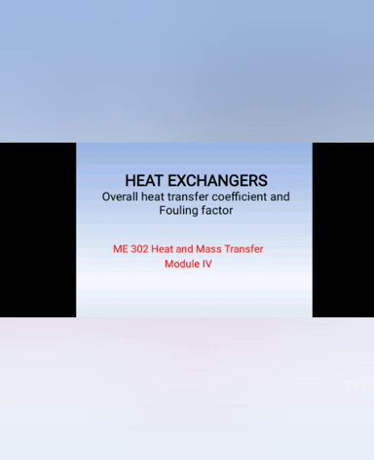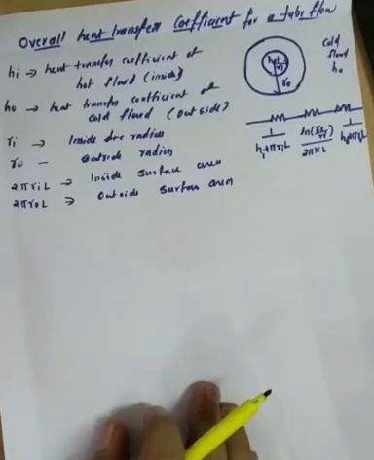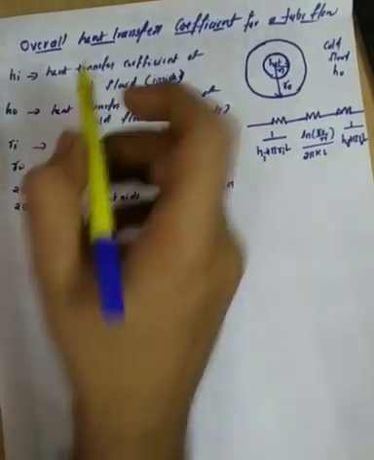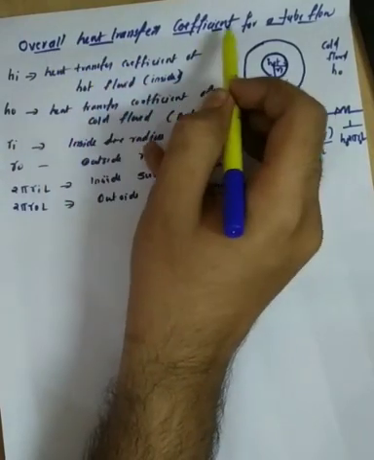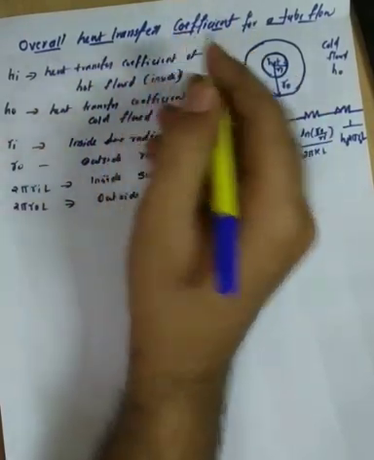Dear students, in this video lecture, we will be discussing overall heat transfer coefficient and fouling factor of heat exchangers. Now we are going to discuss the overall heat transfer coefficient for a tube flow. This overall heat transfer coefficient is represented by the letter U.